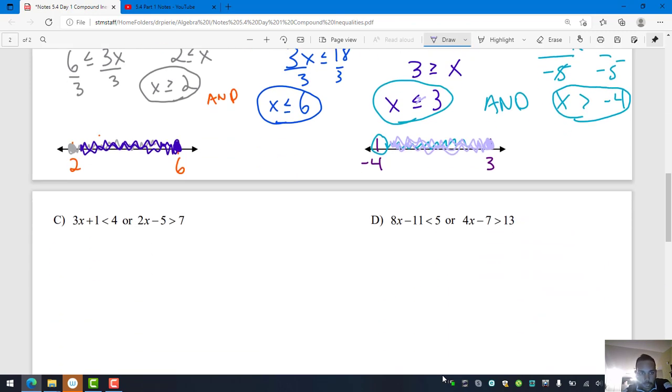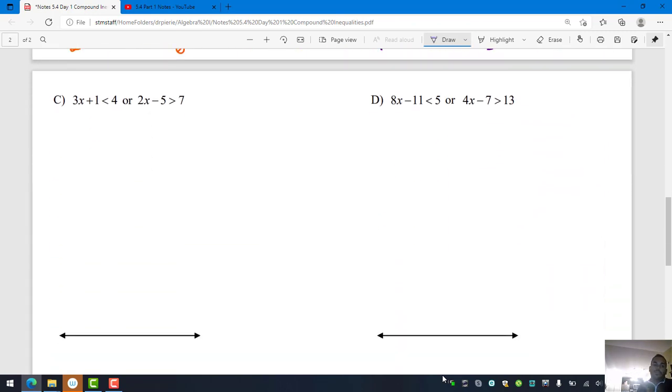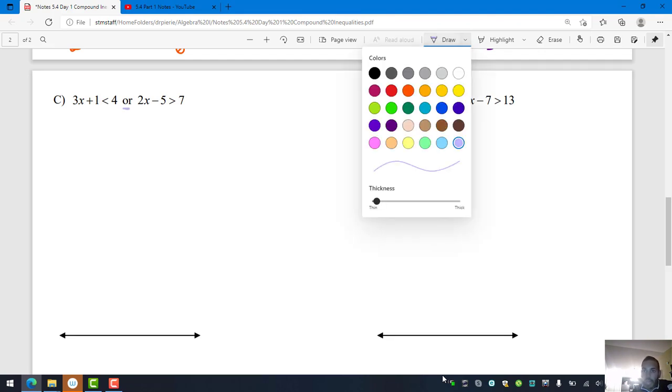Okay, let's keep going. So, for example C, we see our first example of an OR compound inequality. And how do I know immediately that it's an OR compound inequality? Because it says OR right there. So these are the ones where either one or the other condition needs to be met. So let's just break this up into its two separate questions. And it's nice with these because it pretty much does it for you. Let's just solve both of these.